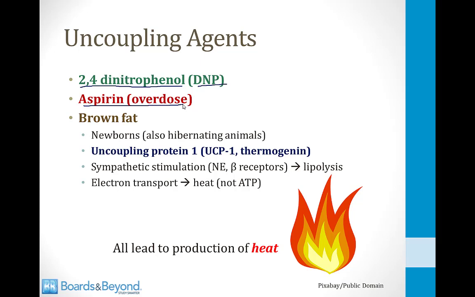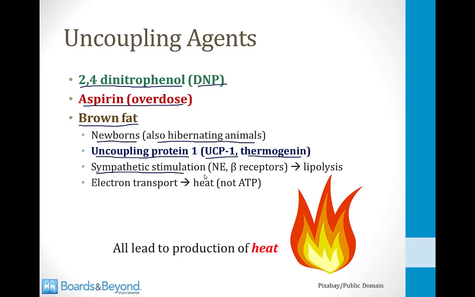Another place where oxidative phosphorylation is uncoupled is in brown fat. This is fat that is found in newborns, but it goes away as the child grows up. It's also found in hibernating animals to keep them warm during the winter. Brown fat contains a substance called uncoupling protein 1. It's also called UCP1 or thermogenin.